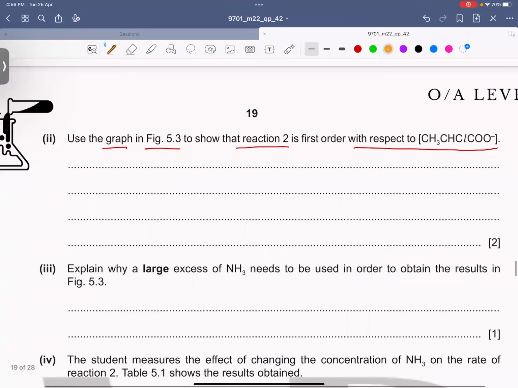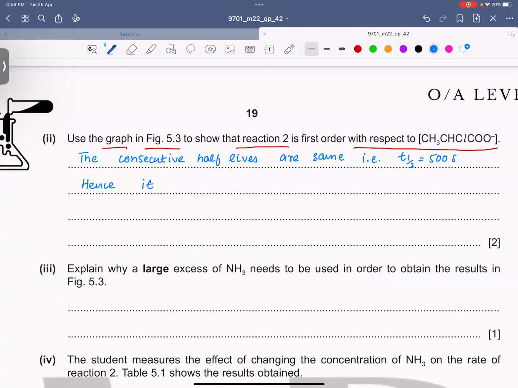So we would mention over here that the consecutive half-lives are the same, that is, the half-life is 500 seconds, hence it's first order with respect to the concentration of 2-chloropropanoate.